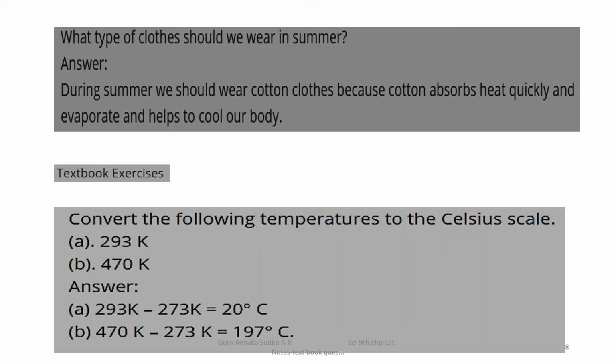If it is 293 in Kelvin scale, you have to subtract 273 from it, then you will get the measurement in Celsius scale. So here I have done 293 Kelvin minus 273 Kelvin, which gives 20 degrees Celsius. Next, B. In a similar manner, I have subtracted 273 from 470.